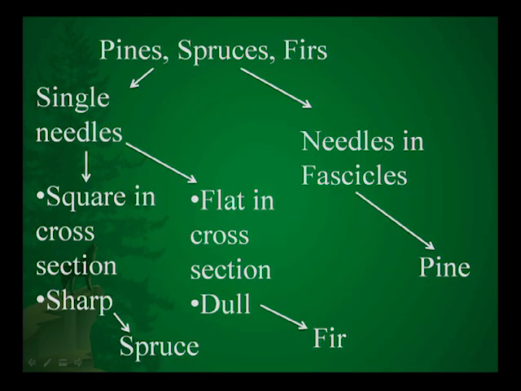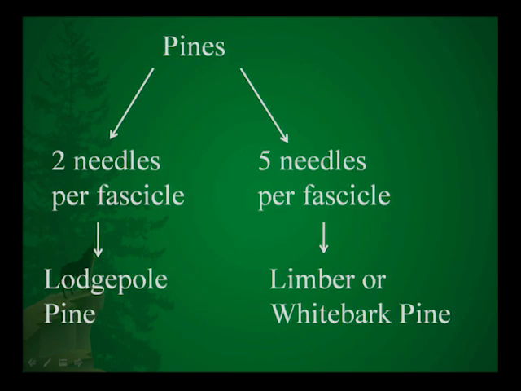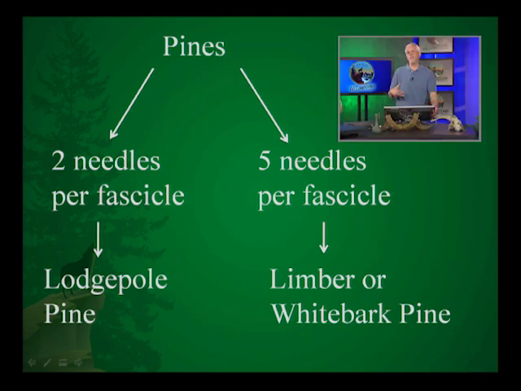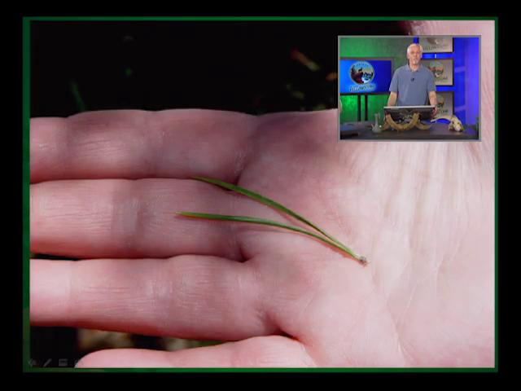So as we look at this combination then, single needles versus needles in fascicles, if it's a single needle, it can either be square in cross-section and sharp, in which case it is a spruce, or the needle may be flat in cross-section or dull, in which case it is a fir. And the pines then would also be in fascicles. So pines then, if the needles are in a fascicle or a group of 2, the only pine up there that has a fascicle of 2 needles is the lodgepole pine. And if it is a fascicle composed of 5 needles, that would either be a limber pine or a white bark pine.